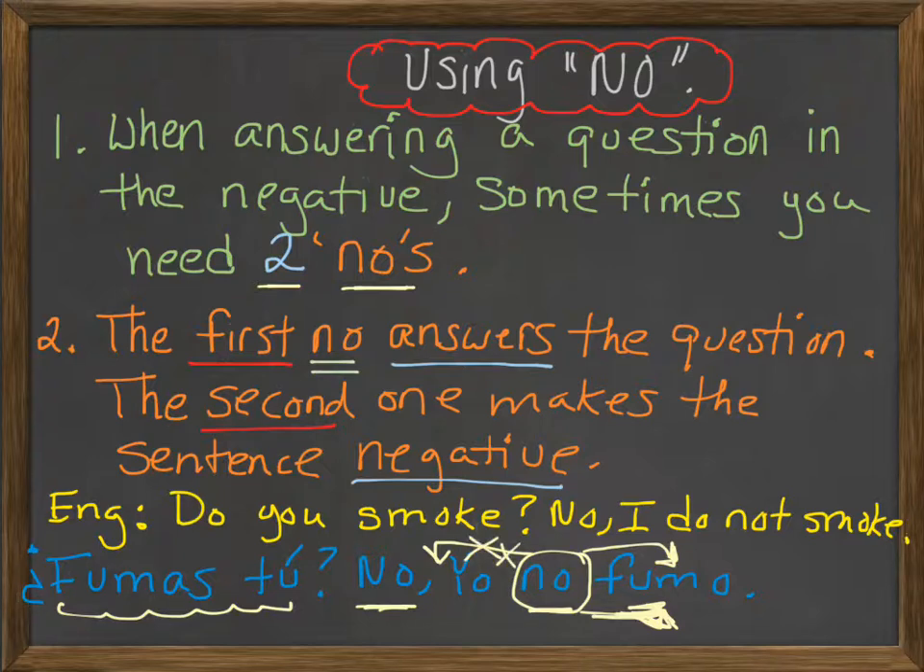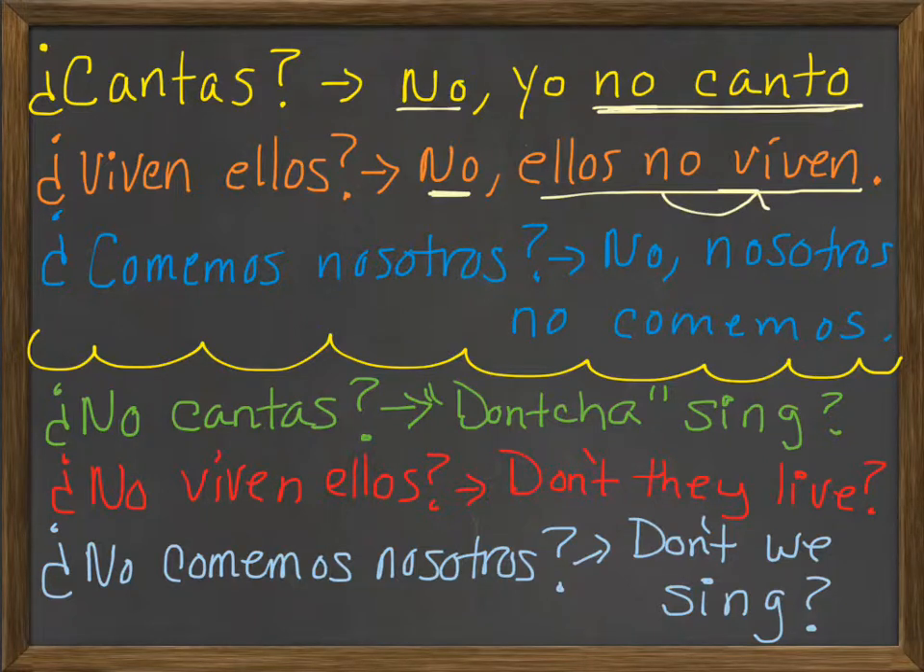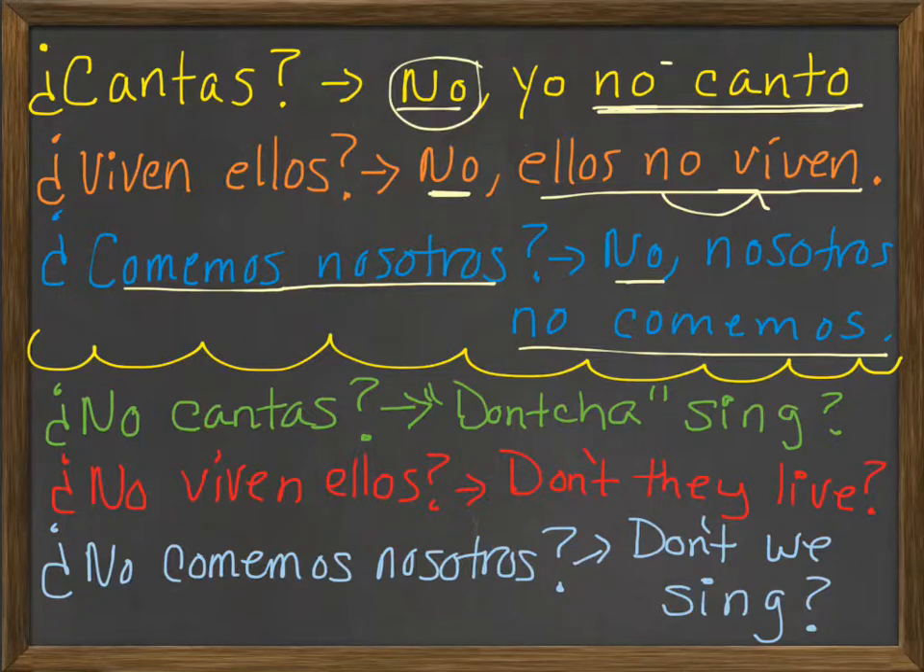Okay, here's a few more examples. If I say cantas, and that means do you sing, and I wanted to say no, I would say no. Yo no canto, I don't sing. Okay, this makes this I don't sing. Do they live? No, they don't live. Okay, but no makes that negative. Do we eat? That's what this one says right here. Do we eat? No, we do not eat. So notice how all these have two no's.